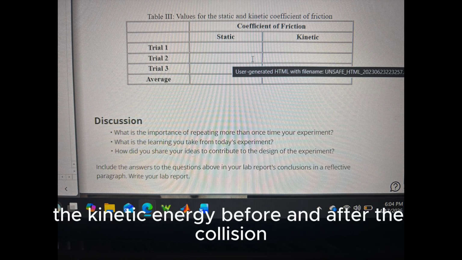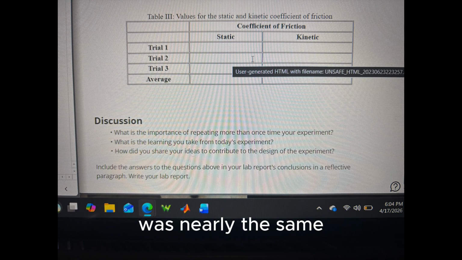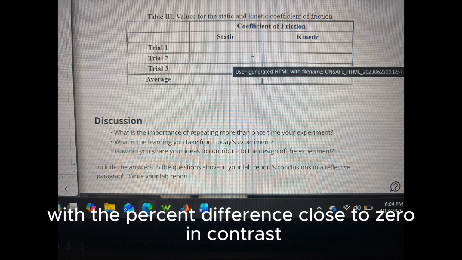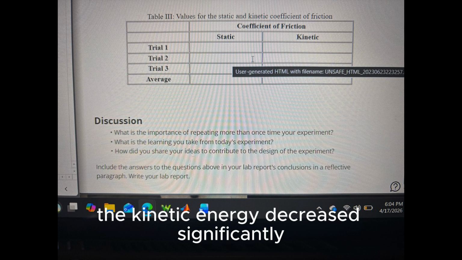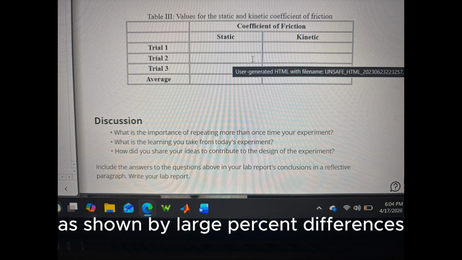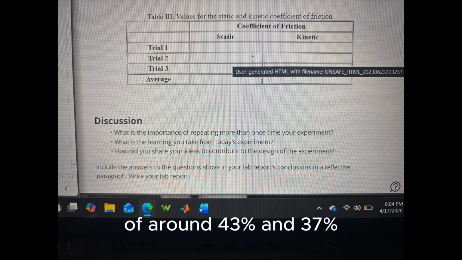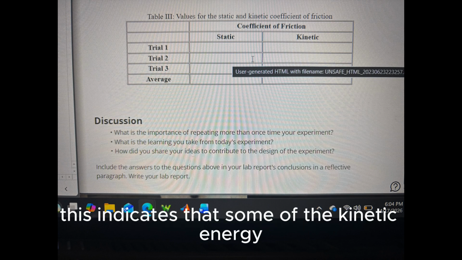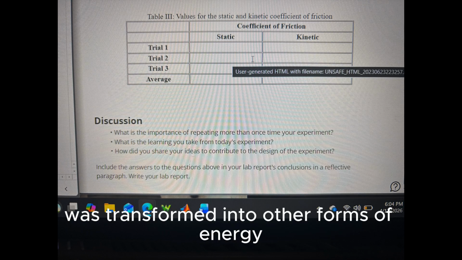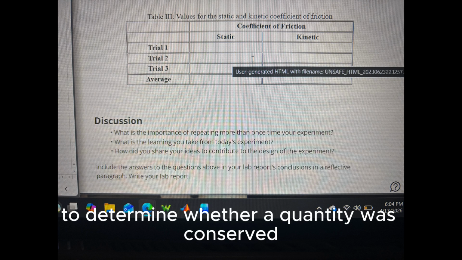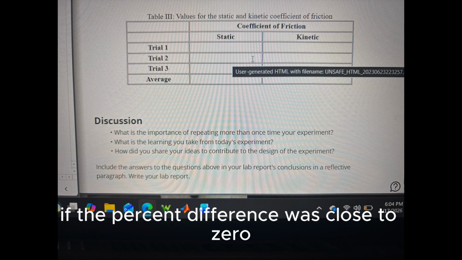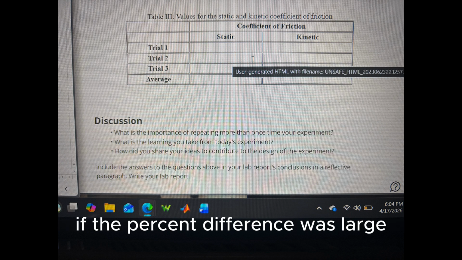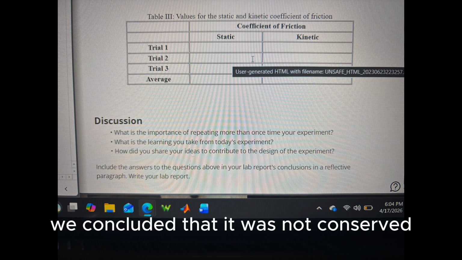In those cases, the kinetic energy before and after the collision was nearly the same, with the percent difference close to zero. In contrast, during inelastic collisions, the kinetic energy decreased significantly, as shown by large percent differences of around 43% and 37%. This indicates that some of the kinetic energy was transformed into other forms of energy, such as heat or sound. To determine whether a quantity was conserved, we use percent differences as our criteria. If the percent difference was close to zero, we considered the quantity conserved. If the percent difference was large, we concluded that it was not conserved.